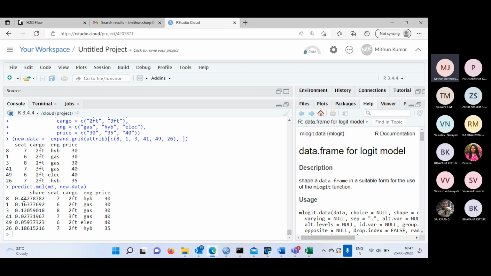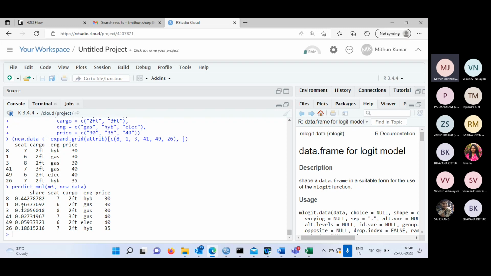So firstly, people can be expected to go with the first set of attributes, and the last one is the second preferred. Yeah, you're right. Sorry, I missed that. Thanks for this. 18%, you're right. So 7-seater, 2 feet cargo, hybrid engine, and 35,000. So this is the second best. It is having the next biggest market share of 18%, right?